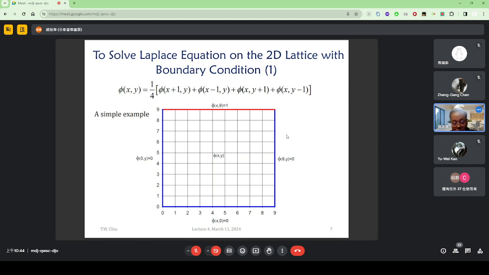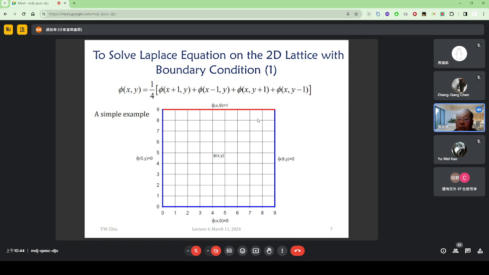So with a given boundary condition, the question is, what are the field variables, in this case the electrostatic potential, inside this region? So let's go ahead and solve the Laplace equation. Discretize the Laplace equation on this lattice. How can I find the phi that satisfies this discrete Laplace equation?